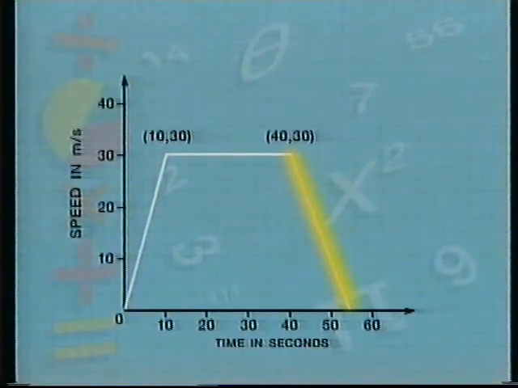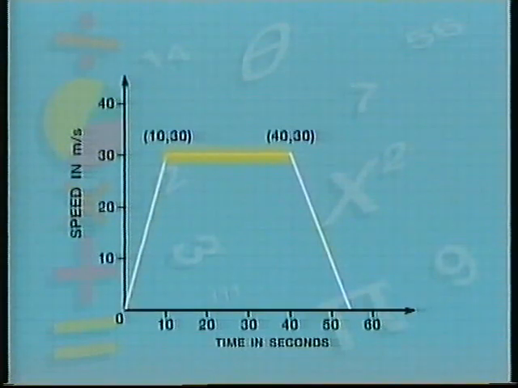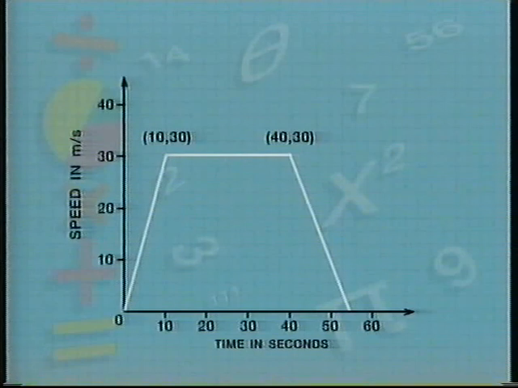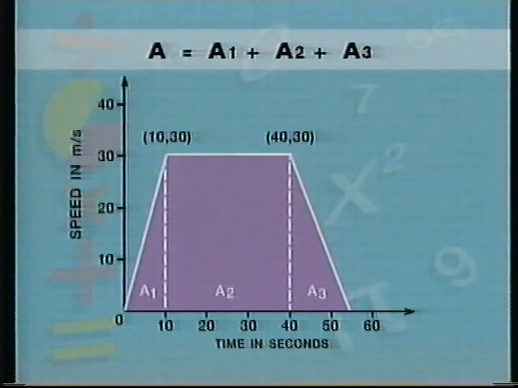If the graph slopes downwards like this bit, then the gradient is a deceleration. The car is slowing down. Remember that if the slope is 0, the car isn't stationary, it's going at a constant speed. Now, the area under this graph is the distance travelled. You can split it into 3 areas like this, and then calculate each one separately.